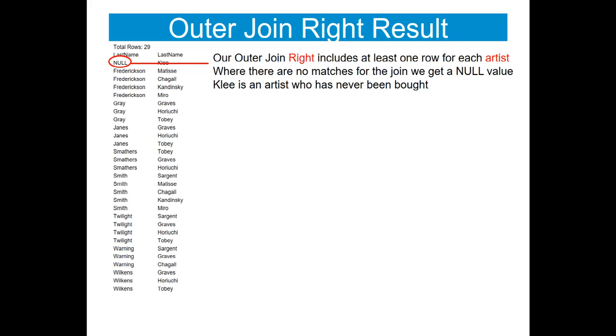So in this case, we have an artist named Klee. And Klee is an artist who's never been bought. We have no customers trying to get Klee. So we've got two customers, Johnson and Wu, that aren't trying to get any particular art. And we've got one artist, Klee, who we have in stock or he wouldn't be here, where nobody's interested in him.